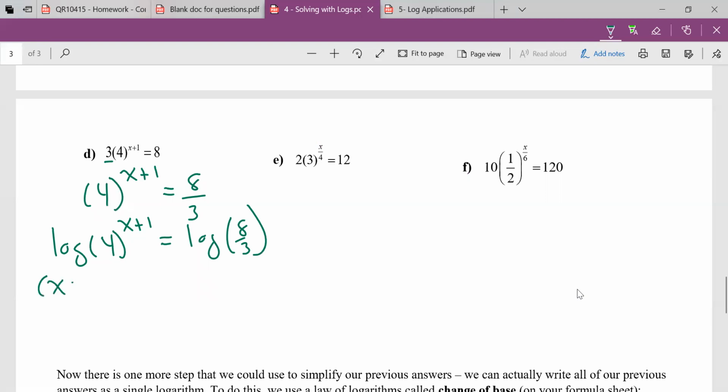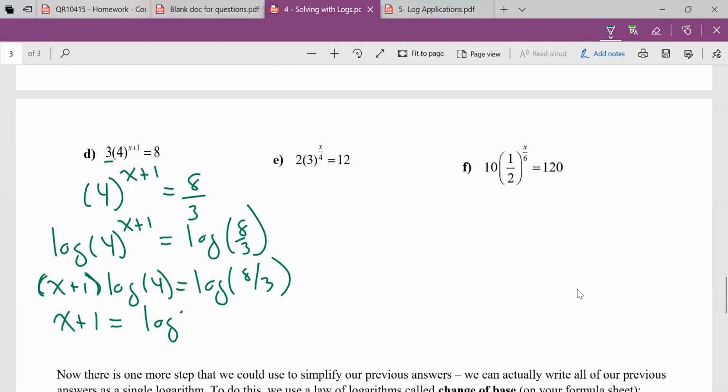And now something important here, when I bring this down, I'm going to put that x plus 1 in parentheses like that, because I just want to make sure that I know that this has to be in parentheses because it's being multiplied to the log 4. Okay, now I'm going to divide both sides by log 4, just like that. And I can finish this thing off by subtracting 1, and I didn't leave myself enough room, so I'm just going to subtract 1 there, and there it is. Okay, there's the solution to that one.